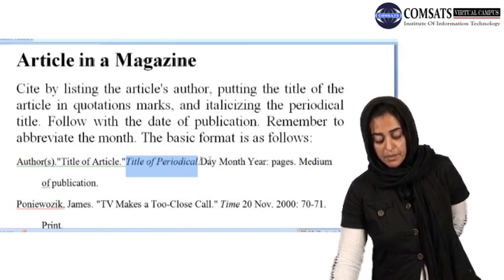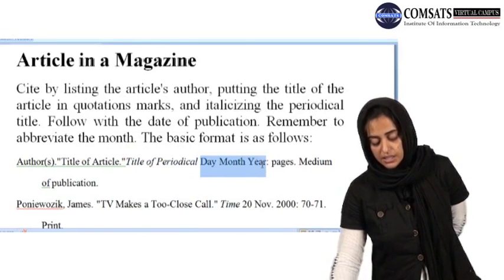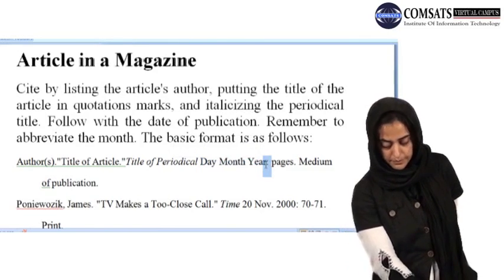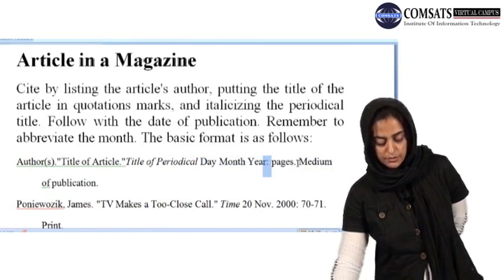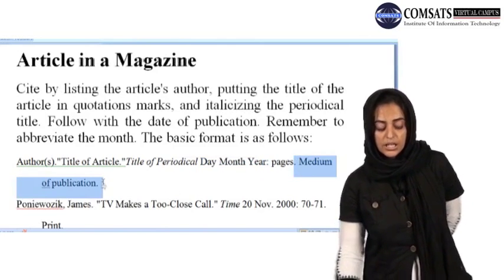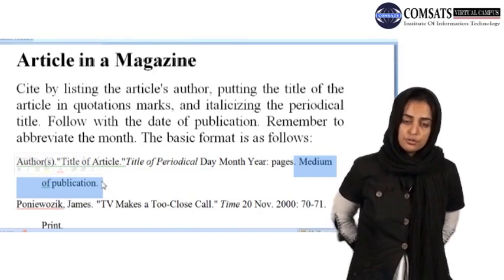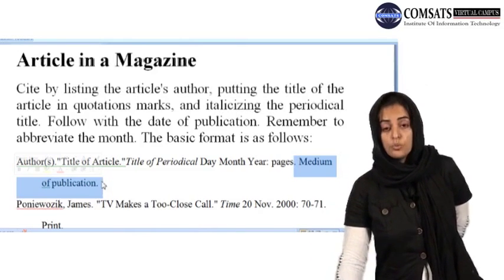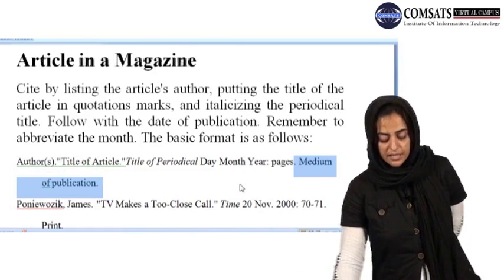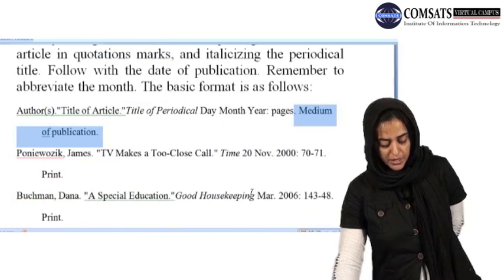Then day, month and year. Have a look at the screen. After that, a colon. Yes, you would have to mention the pages as well. And after that would come the medium of publication. This is the way you will create the detailed reference for an article of a magazine for the works cited page through the MLA referencing style. Now let us move to the examples.